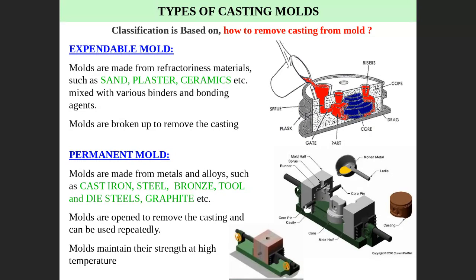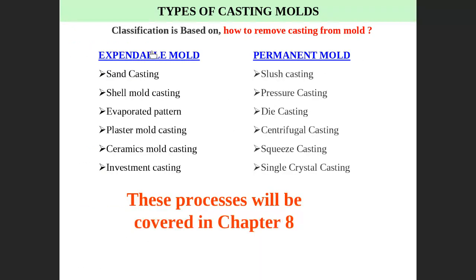In the previous class, we discussed the advantages and disadvantages in each case, and where each one is important in a casting process. We also discussed the several processes under expandable and permanent molds. We said that these processes under expandable mold and permanent mold we're going to discuss in detail in chapter 8, the next chapter.